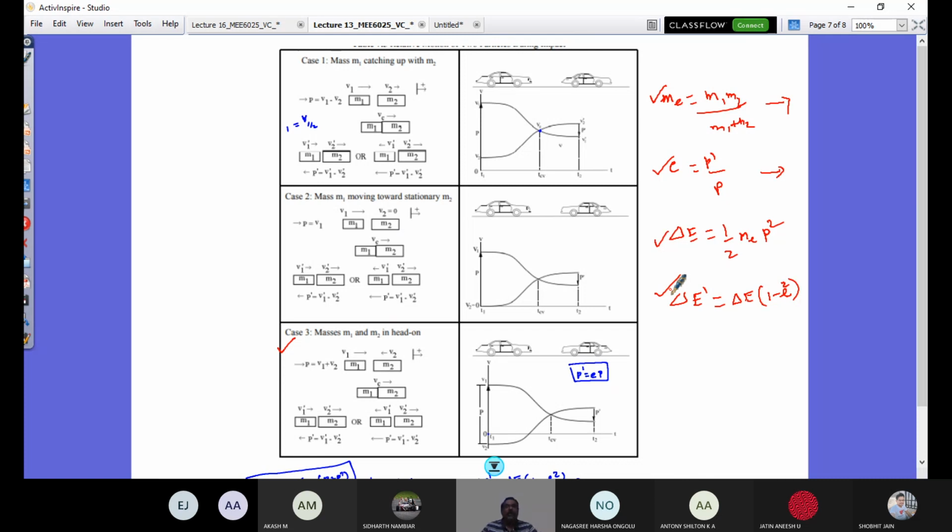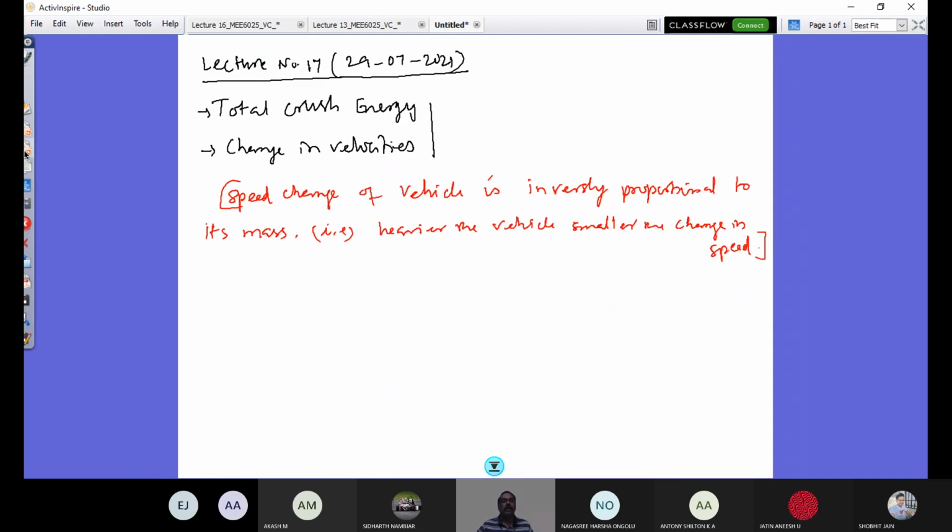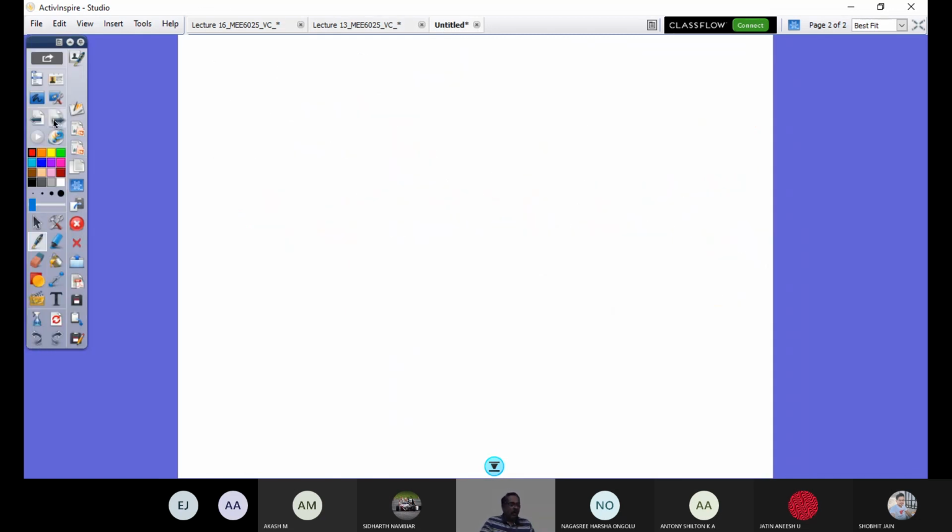Today's lecture, I'm going to explain the statement I made at the beginning: the speed change of the vehicle is inversely proportional to its mass. So how am I going to do that? That's very simple. Just let's do that now. Any doubt in summarizing what we were doing in the last class and now? Do not have any doubt.